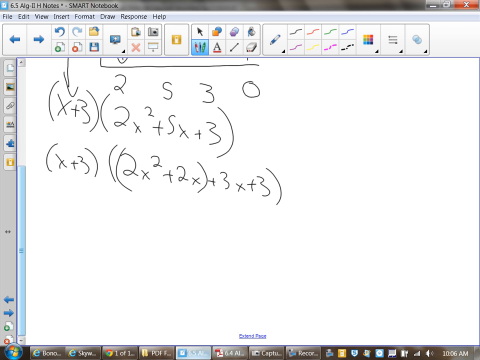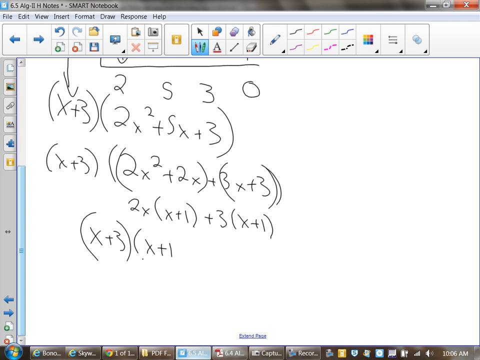Remember, the x plus 3 is still here. When I group this, I have a 2x and an x plus 1. And I have a 3. So your 3 factors would be x plus 3, x plus 1, and 2x plus 3. And that's your factored form of that polynomial. That's synthetic division allowing you to break it down into something smaller.